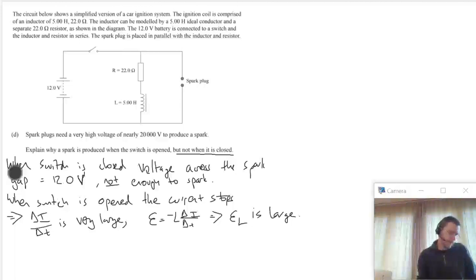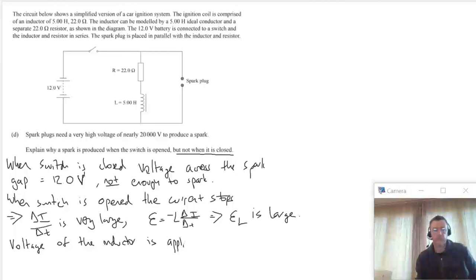Now, what else do we possibly need here? Well, firstly, we've got to show that this large voltage in the inductor ends up on the spark plug. So Kirchhoff's law says that whatever voltage we gain here has to be lost somewhere else in this loop. Voltage of the inductor is applied to the spark gap by Kirchhoff's law.